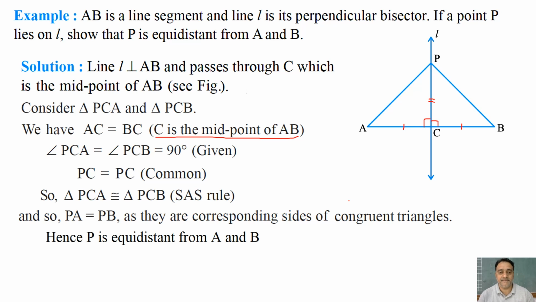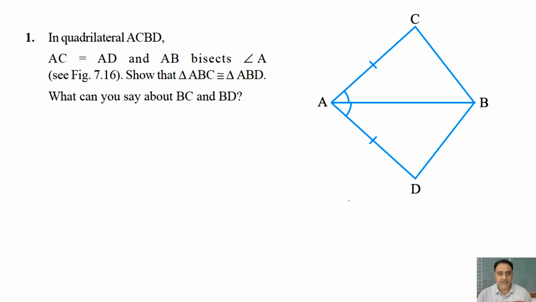Any doubt in this question? No, sir. Okay, so now we'll see one exercise question. In quadrilateral ACBD, AC is equal to AD and AB bisects angle A. Show that these two triangles are congruent. So let us start. These two sides are equal, it is given, and these two angles are equal. Why? AB bisects angle A. Very good. And what about this side? Common. So these two triangles are congruent by which criteria?